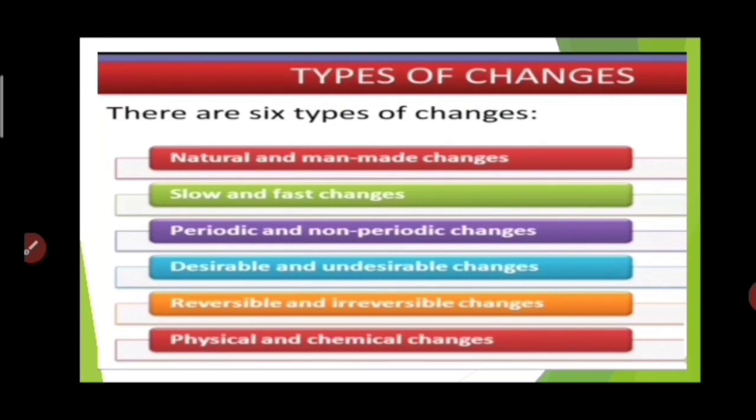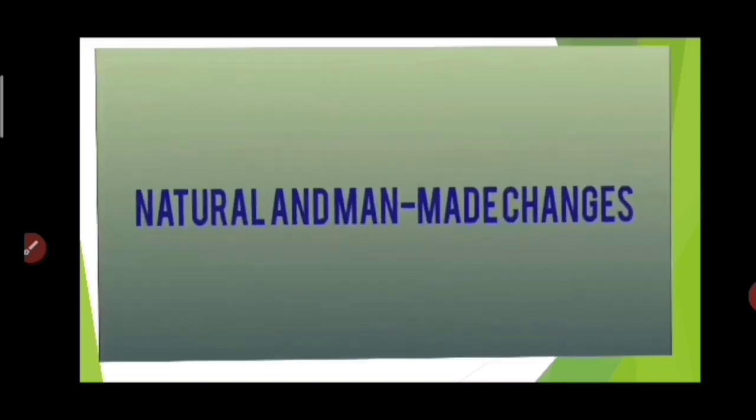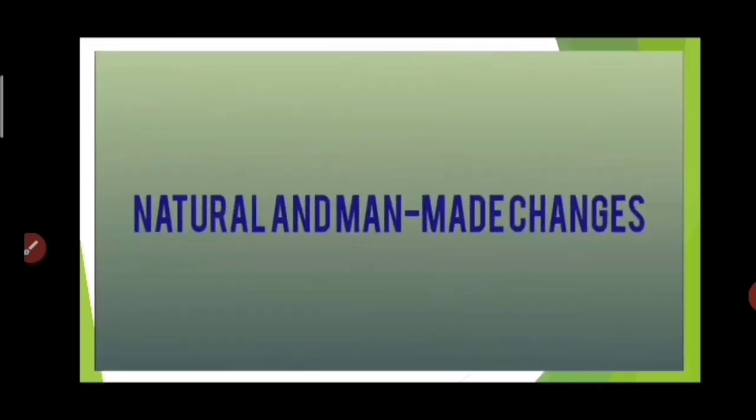So there are 6 types of changes: natural and man-made changes, slow and fast changes, periodic and non-periodic changes, desirable and undesirable changes, reversible and irreversible changes, physical and chemical changes. So let's discuss one by one. Natural and man-made changes.